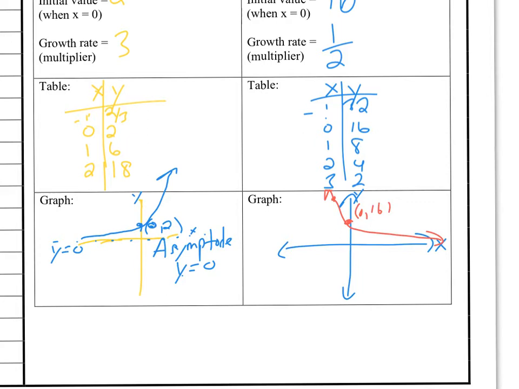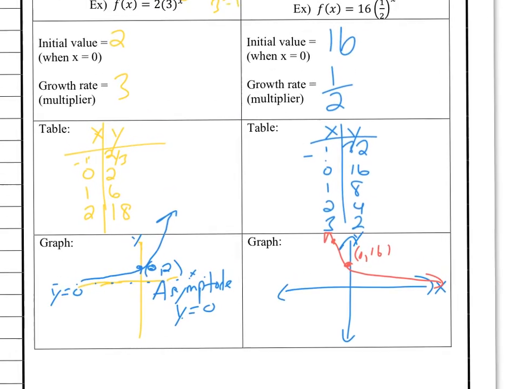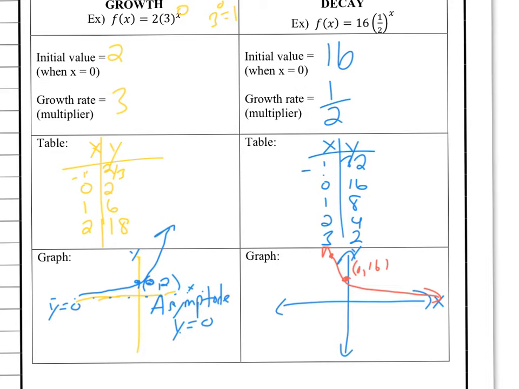You can kind of tell growth because it is going up, decay because it is going down, just by looking at a graph. Now, the multiplier can be seen inside the table, which is kind of why we do the table. Not so much that you really need a table of values to plot those points. You can just plot the points if you wanted to. But the multiplier is very easily seen when you go from 2 to 6. You had to multiply by 3. When you go from 6 to 18, you had to multiply by 3. Hence this number up here being called the multiplier.